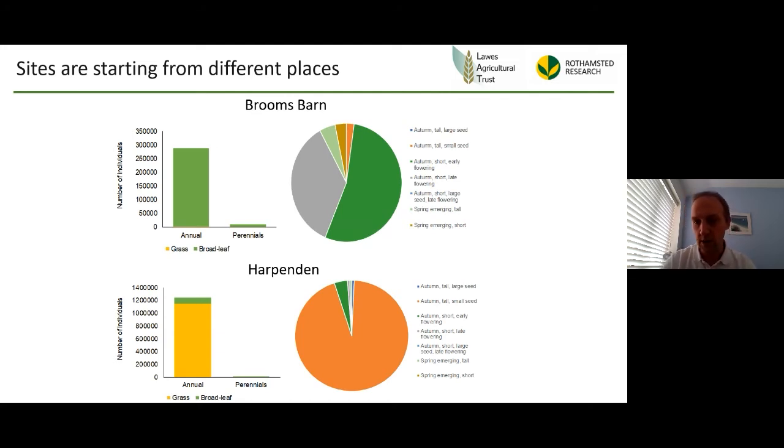At Brooms Barn, the weed community is dominated by broadleaf species with a high proportion of spring or generalist emergers because of the high proportion of spring crops in the rotation and the light soils. At Harpenden, it's dominated by blackgrass because of the winter wheat dominated rotation and the heavy soils.